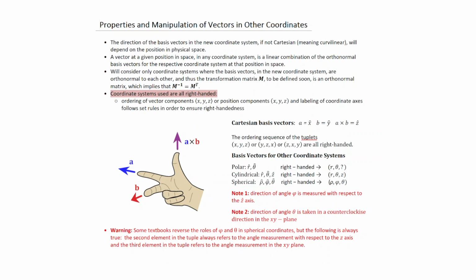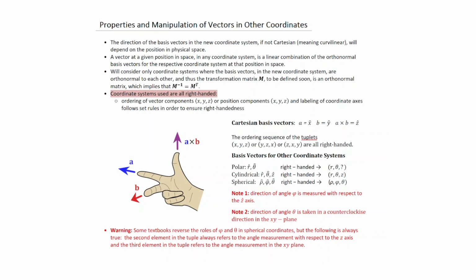So if you look at the picture on the left, that's a right hand. It shows basically the direction of A, the direction of B, and the resultant direction of A cross B. If we took A to be the x hat vector, B the y hat vector, then A cross B would be the z hat vector. That is what we mean by right-handed. Okay, so always perform that operation.